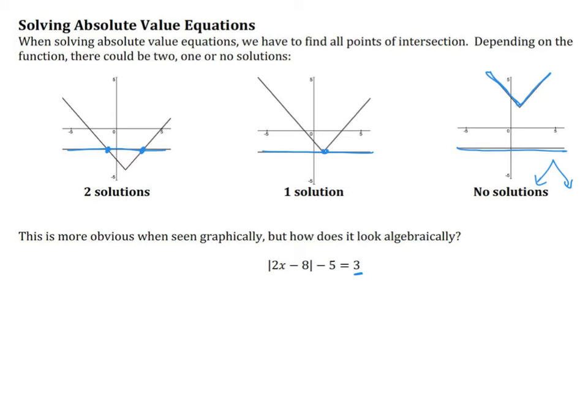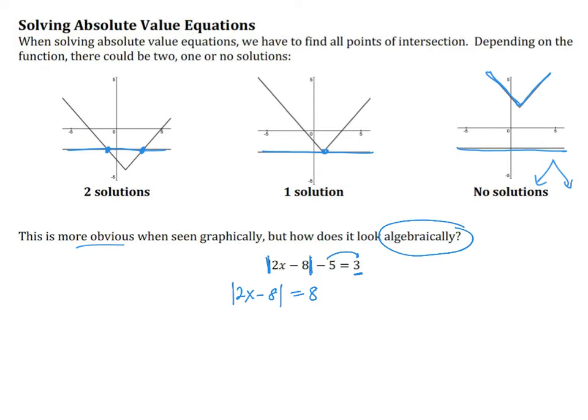Now, it says it's more obvious when seen graphically, like we just did on that warm-up example, but now we're going to take that warm-up example and figure out how to solve it algebraically. So the first thing you want to do is isolate your absolute value. So how do I isolate this absolute value? Well, I move the -5 to the other side by adding 5 to each side. So when I add 5 to 3, I get 8. So now I have the absolute value of 2x minus 8 is equal to 8.